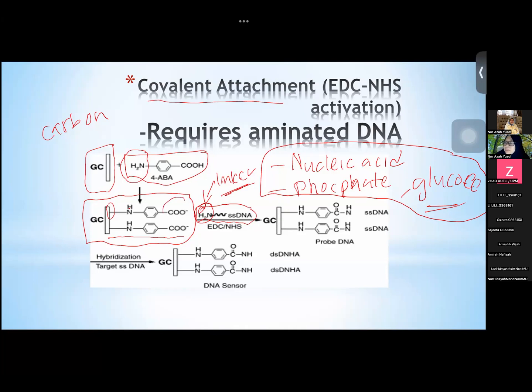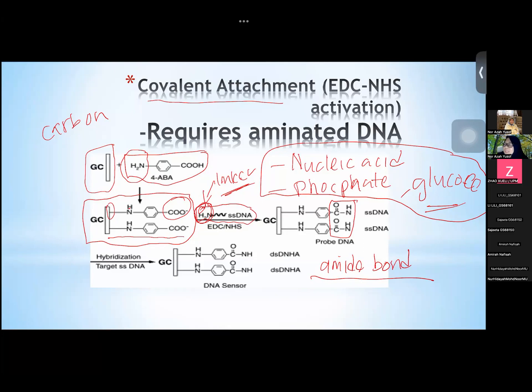So with this carboxylate, and we also have amine at the end of the DNA. So we can get this, what we call as amide bond. So it's not a very difficult chemistry. It's actually when we have carboxyl group and then we have amine, we can get amide bond. So it's not that complicated.